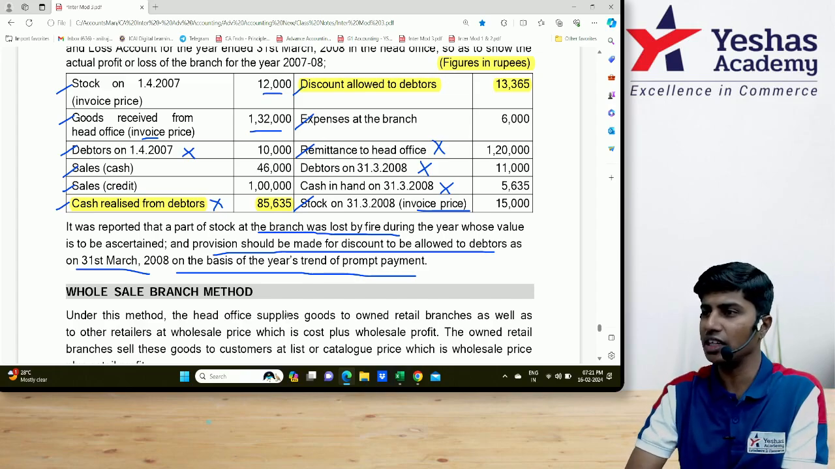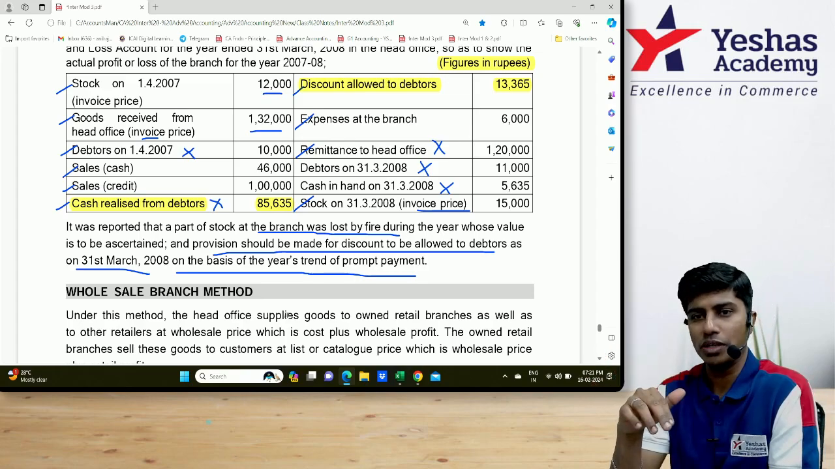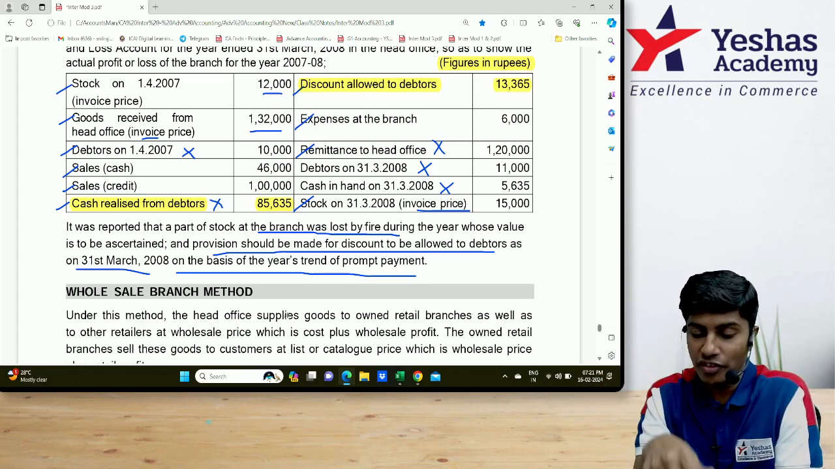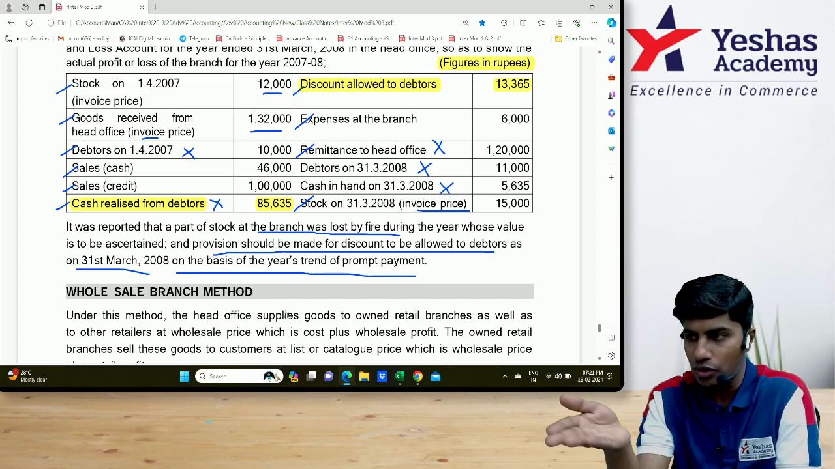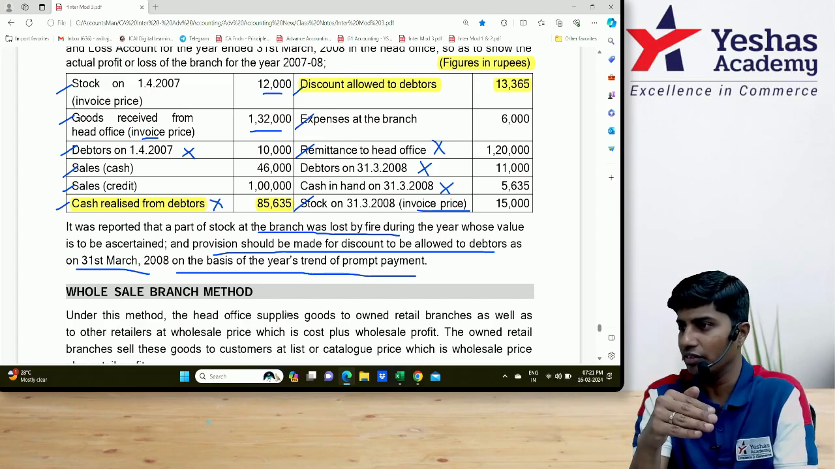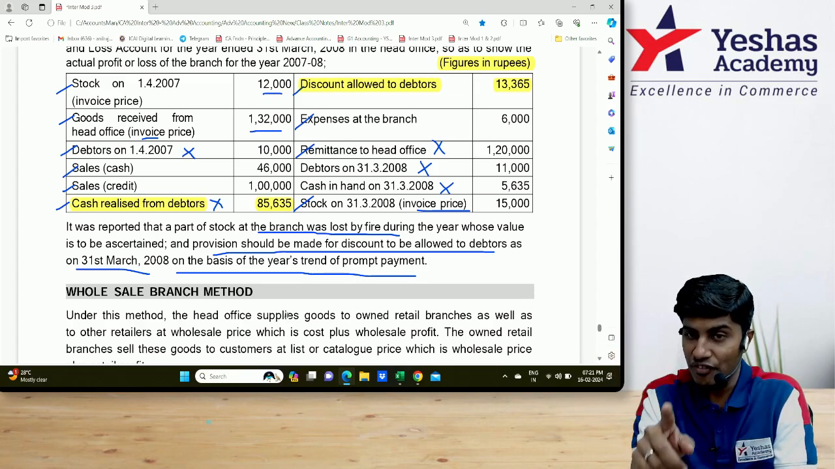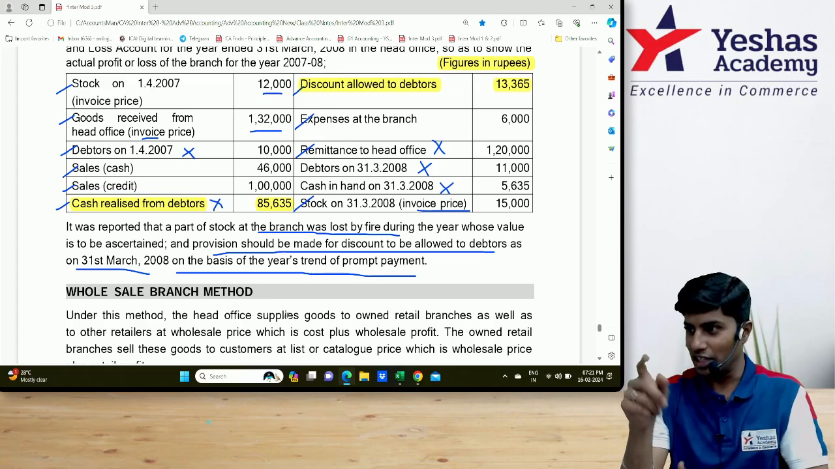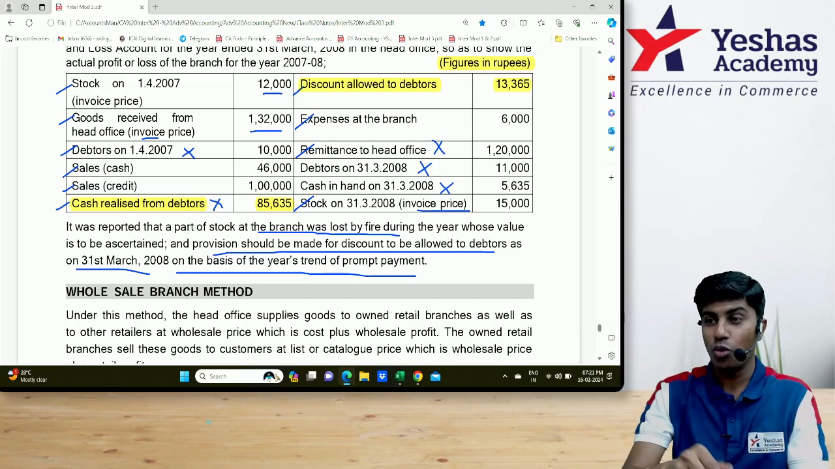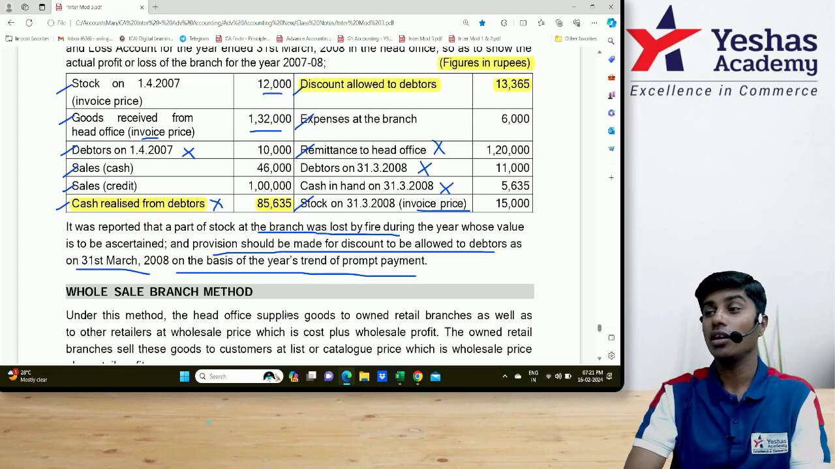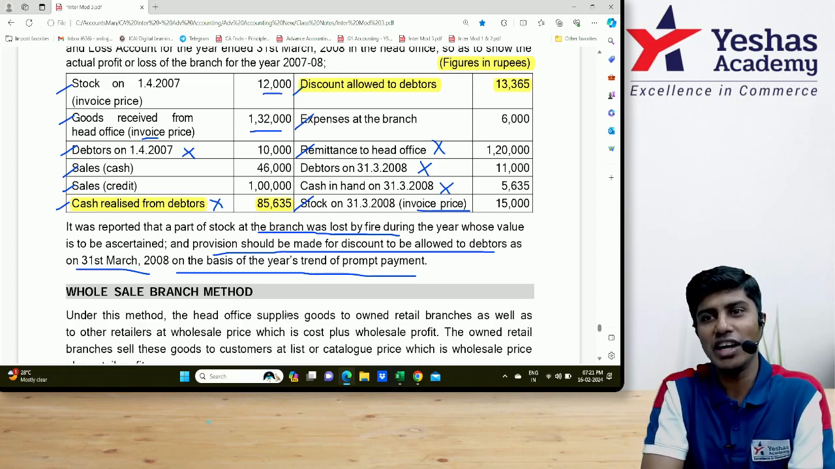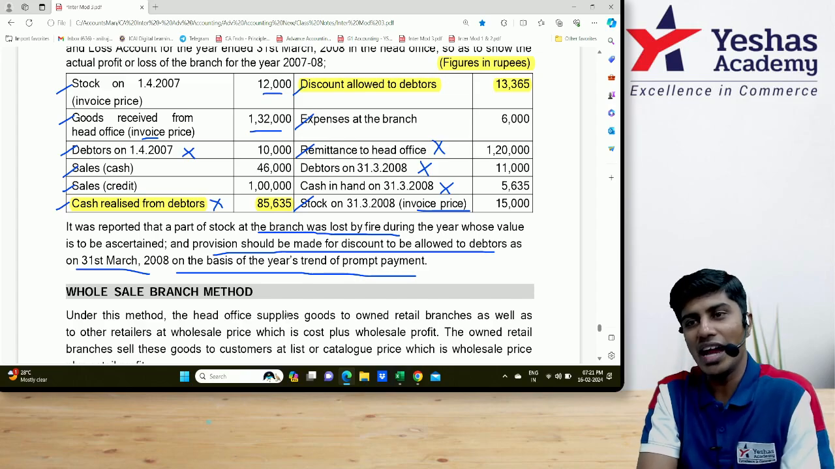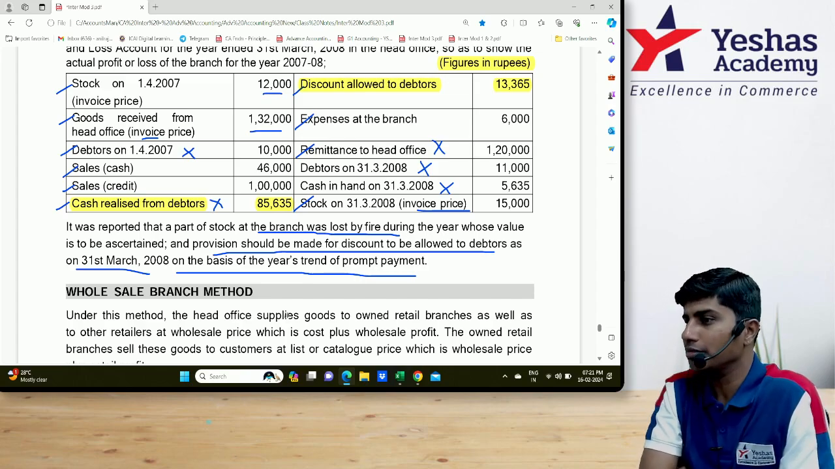Total cash realized is 85,635. Not the entire cash realization is prompt. Some part of it is prompt and some amount of it is late. How much of it is prompt? 75,735, which you computed as 13,365 divided by 15 into 85. So 75,735 out of 85,635 is prompt. What percentage of payments are prompt? 75,735 divided by 85,635 is 88%. 88% of the payments are prompt.